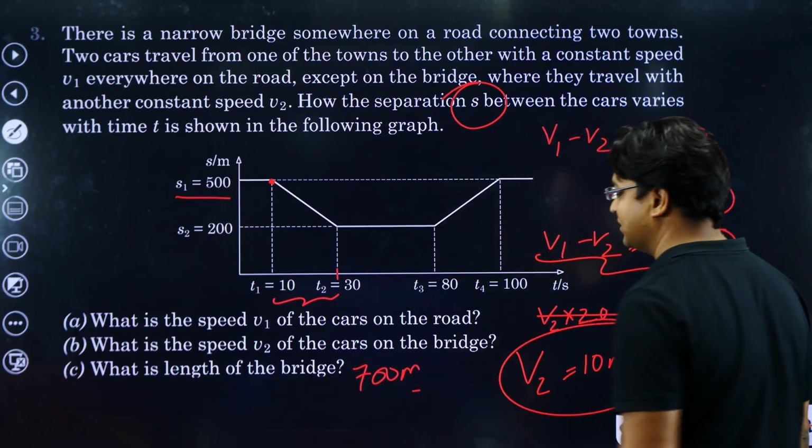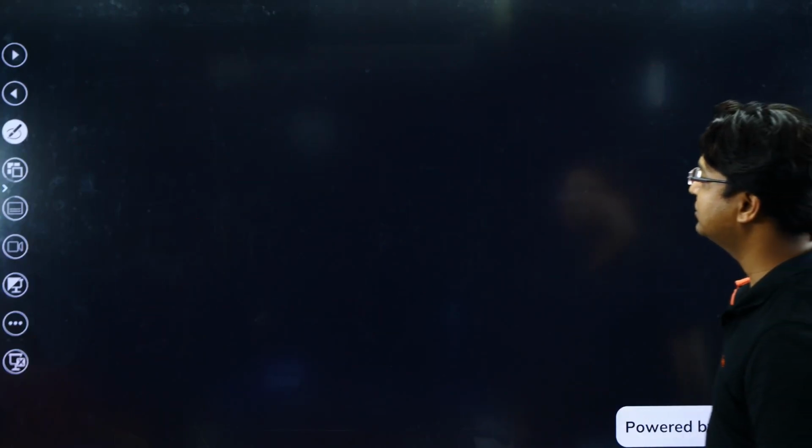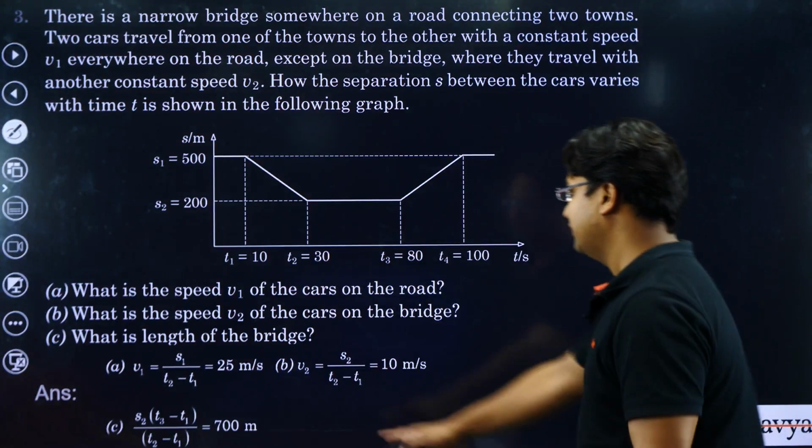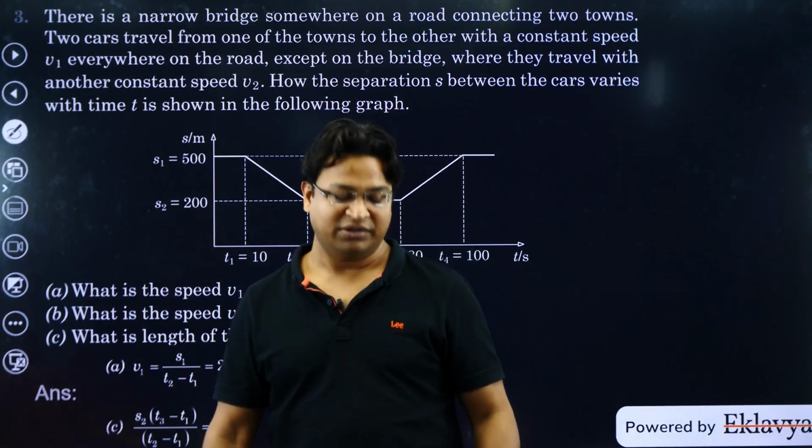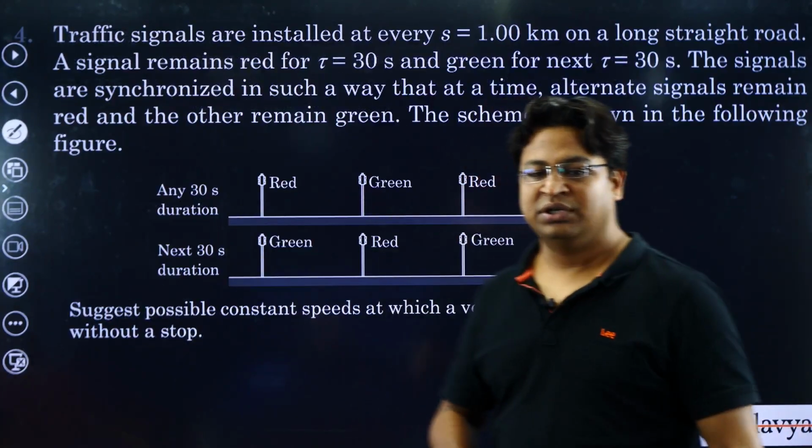So that would be the answers. All right, so the answers would be 25, 10 and 700. I hope you got the question, guys. I hope you understood everything. Okay, let's go to the next question now.